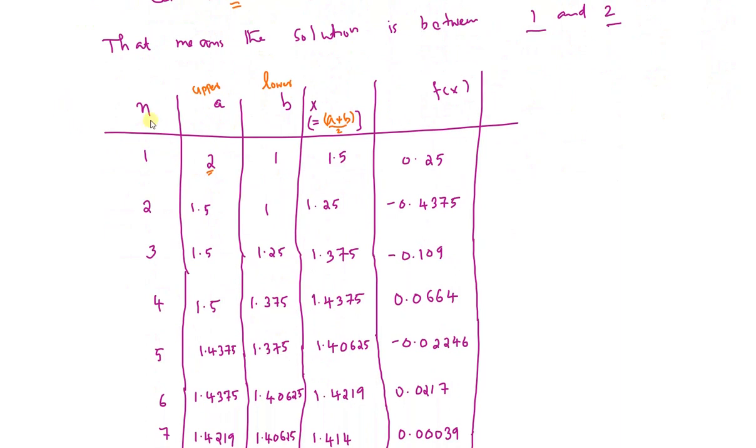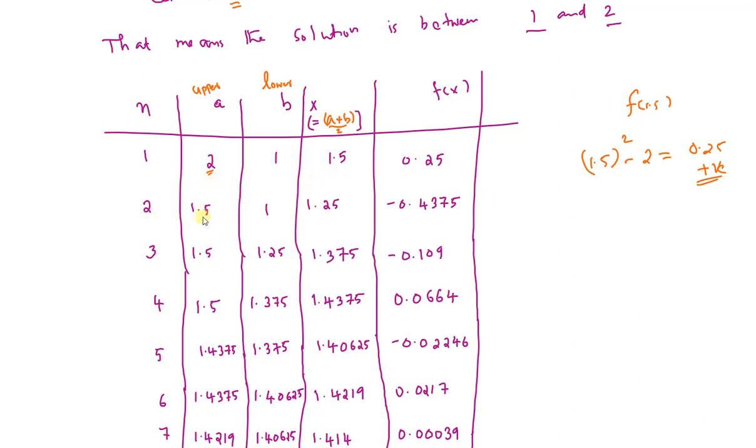Now the first iteration: the upper limit is taken as 2 and the lower limit is 1, and you can find the average of these. x is equal to a plus b by 2, that is 2 plus 1 by 2, that is 1.5. Find the value of the function when x is equal to 1.5, that is f of 1.5, that is 1.5 whole squared minus 2, you will get 0.25. So it is a positive value. When we got a positive value for 1.5, we can replace the upper limit 2 by this value 1.5.